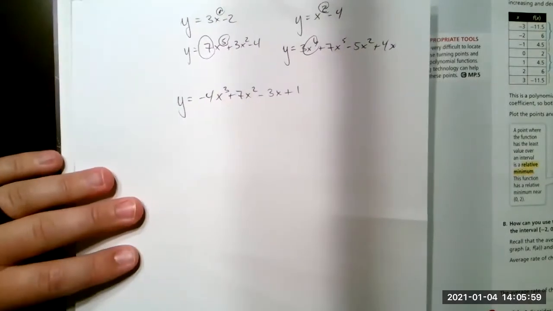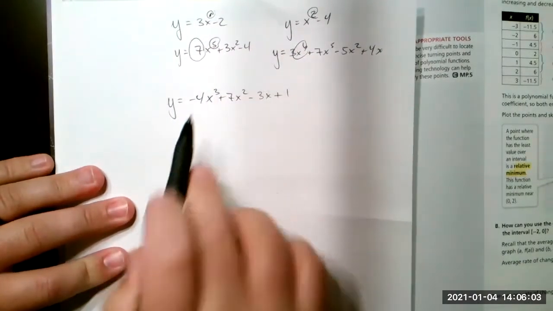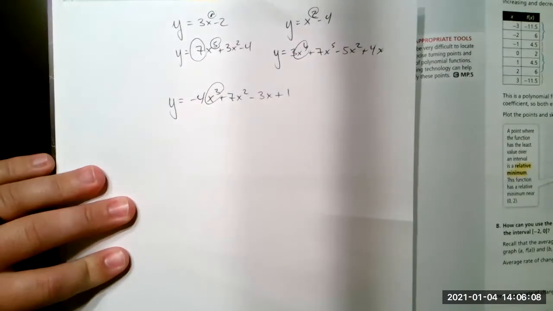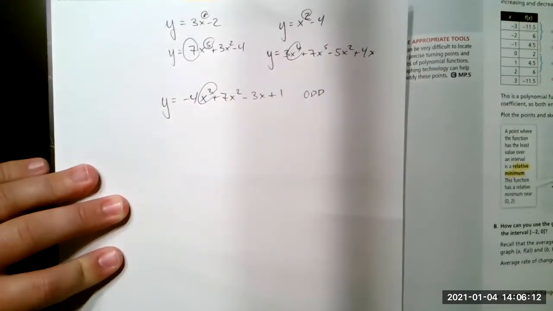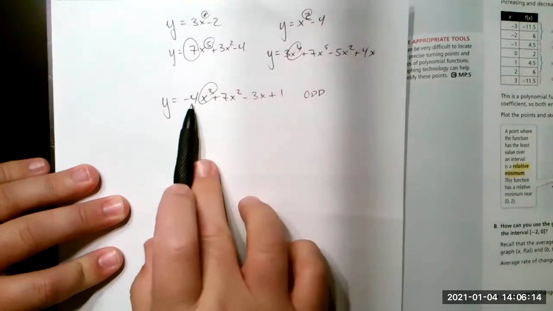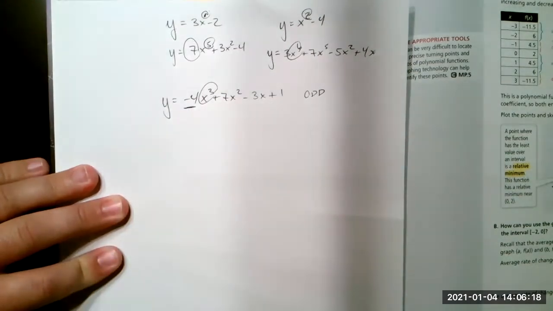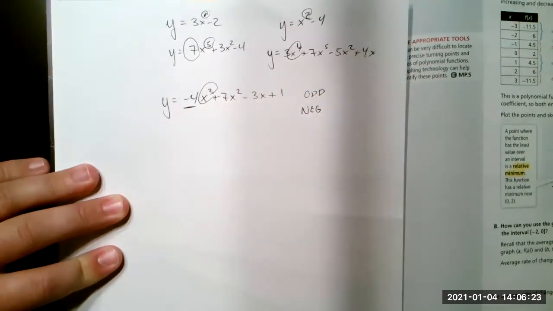You're looking at 2 things here. You're looking at the highest degree variable you have here. This is in standard form, so the highest degree is right there. So it's an x cubed, so this is an odd degree function. And then that leading coefficient in front of that x cubed is a negative 4. So since it's negative, this will be an odd negative function.